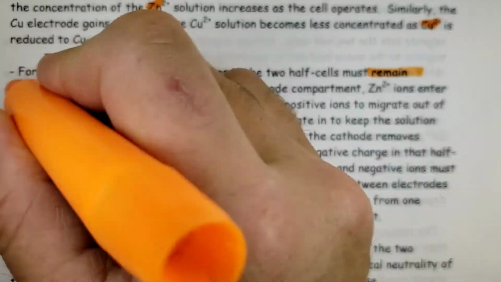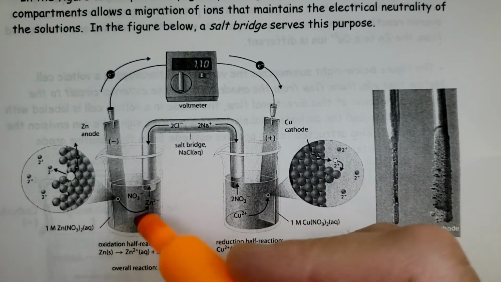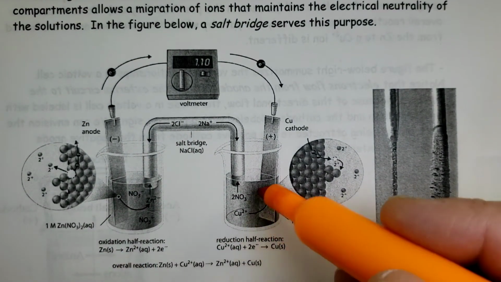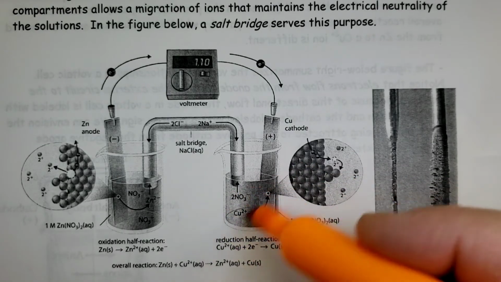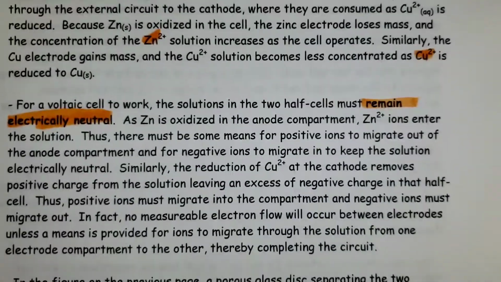neutral. Because there's a problem happening here, right? You have zinc ions entering this solution here. You have copper ions exiting this solution here. So there's going to be a problem inside here.